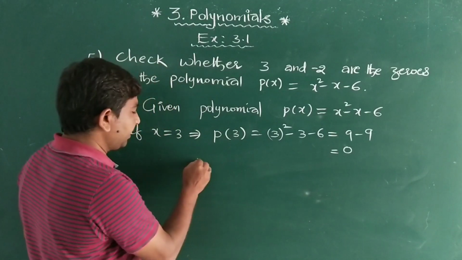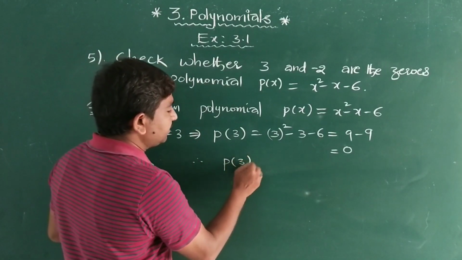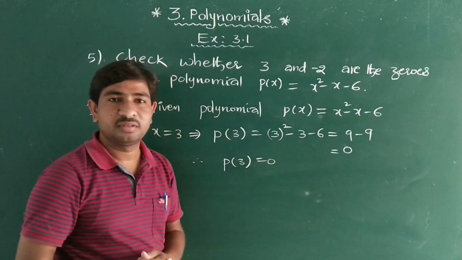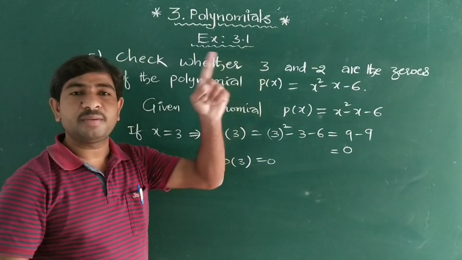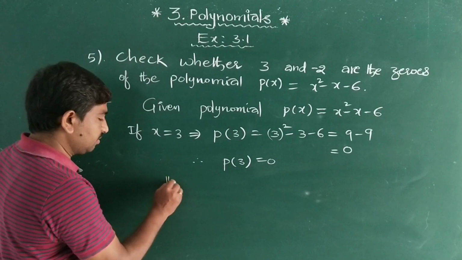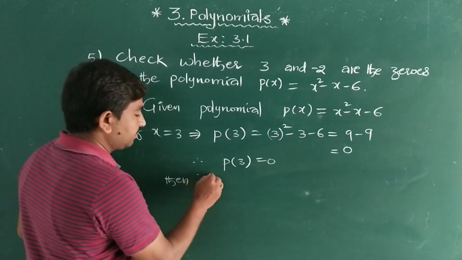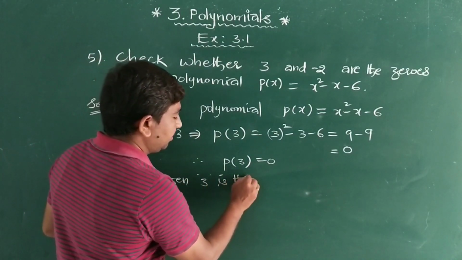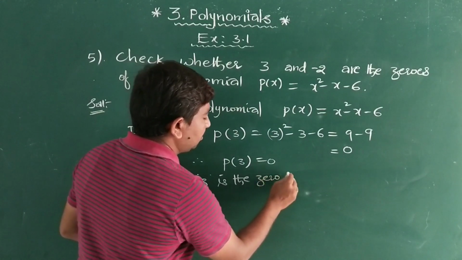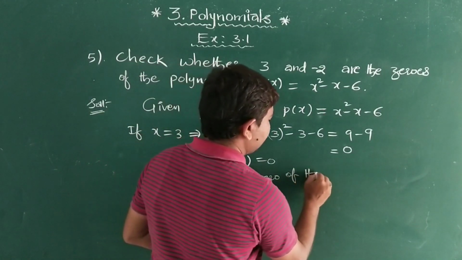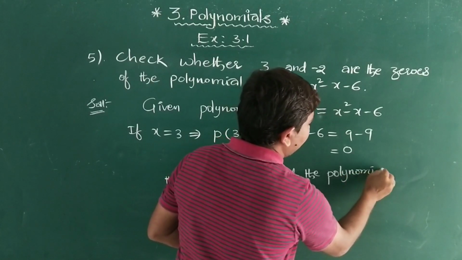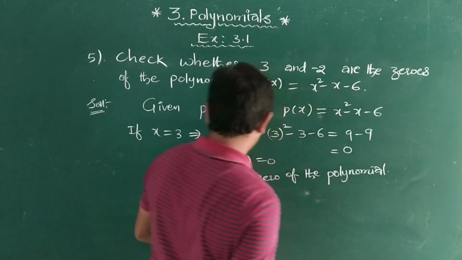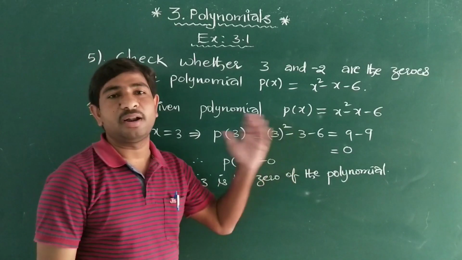So here we are getting p of 3 equals 0. Then 3 is a zero of the polynomial. So 3 is a zero of the polynomial.